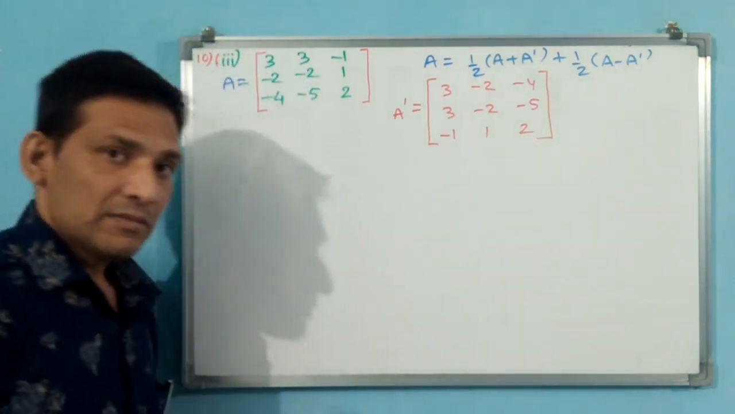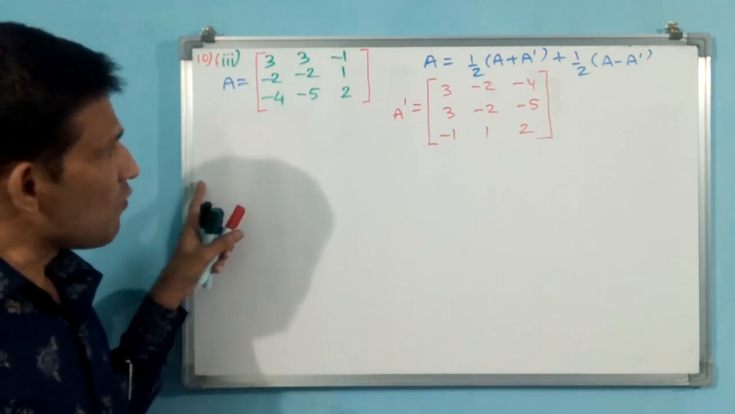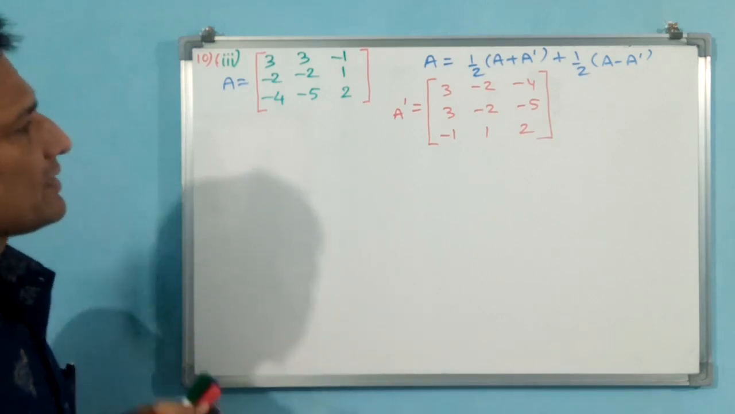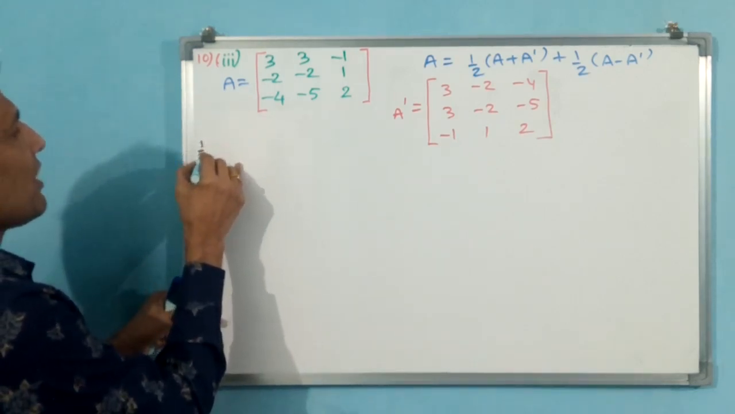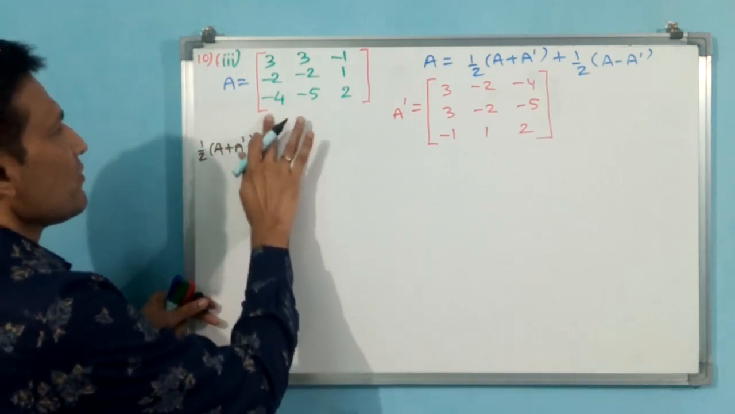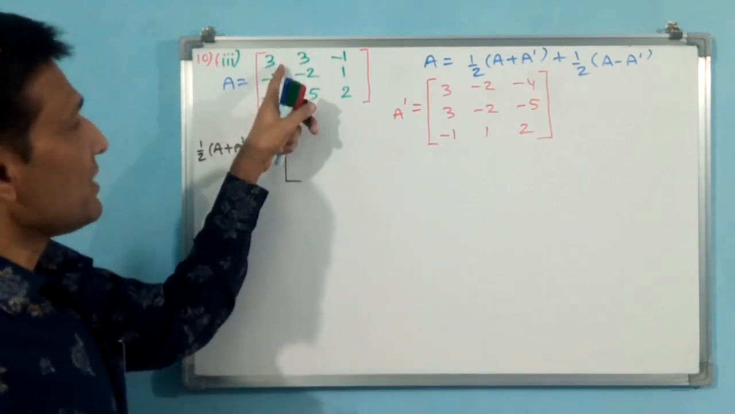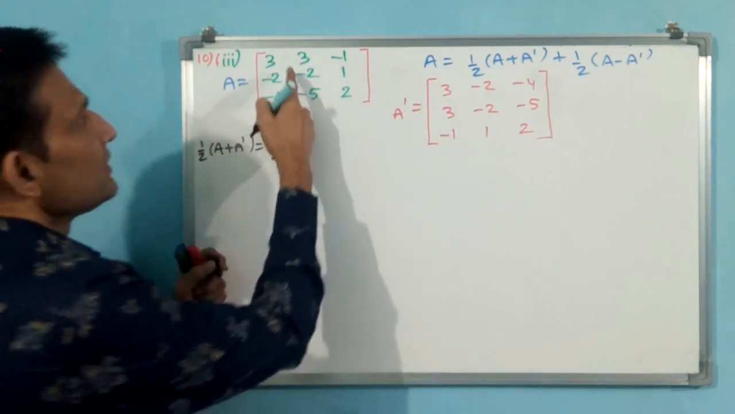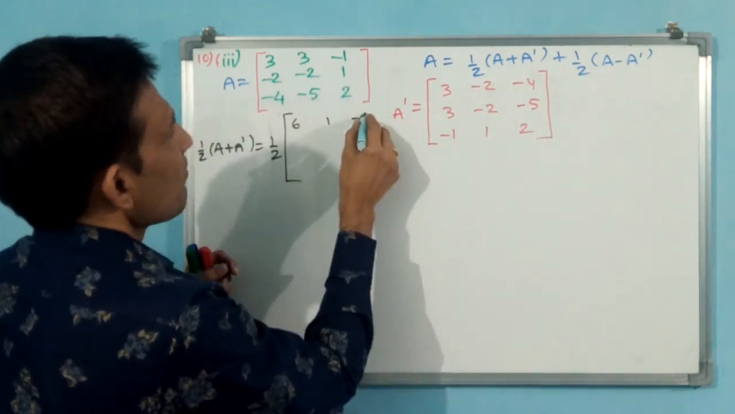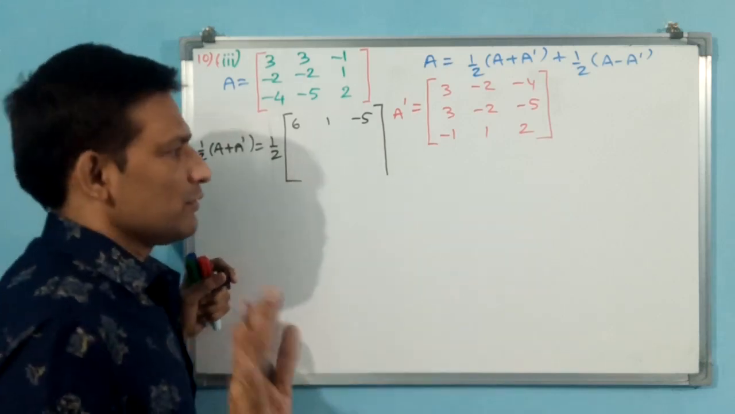Okay. Now A transpose is on the right side. What you have to do is 1 by 2 (A plus A transpose). First let us do it. Write down: 1 by 2 (A plus A transpose) is equal to, you have to keep 1 by 2 outside first. Then A plus A transpose: 3 plus 3 is 6, 3 minus 2 is 1, minus 1 minus 4 is minus 5. Fractions are going to come if you send 1 by 2 inside.